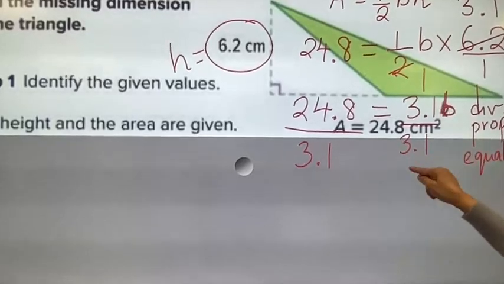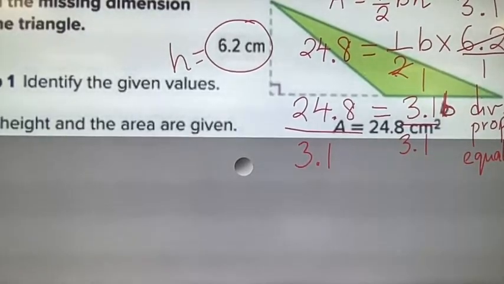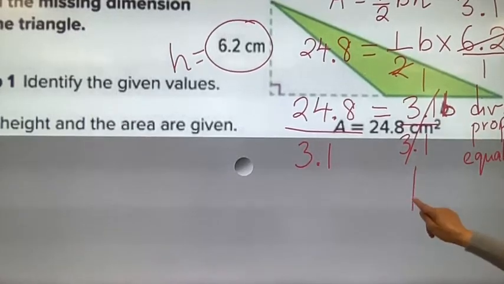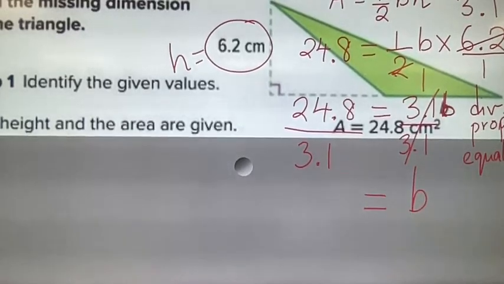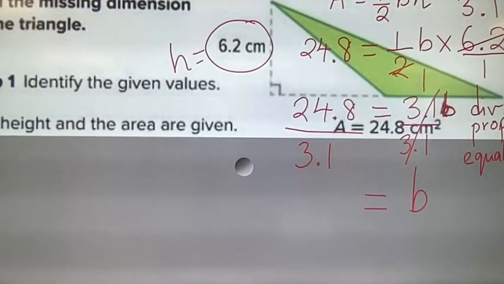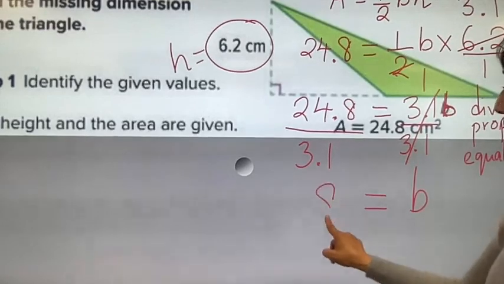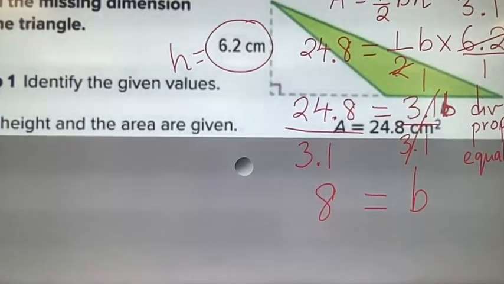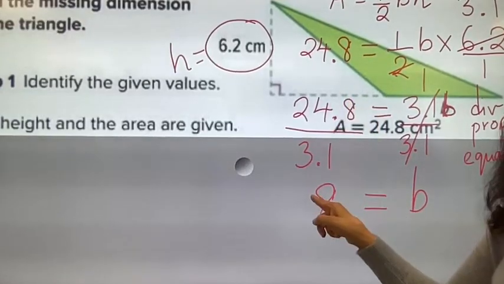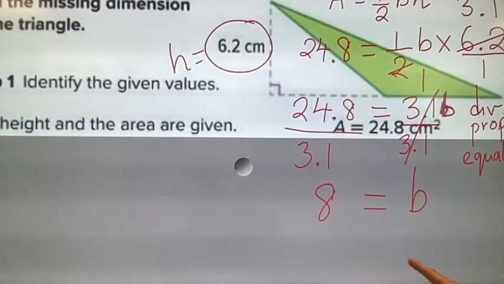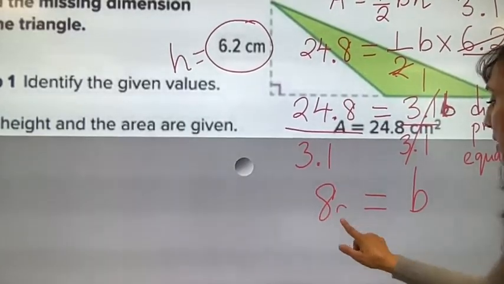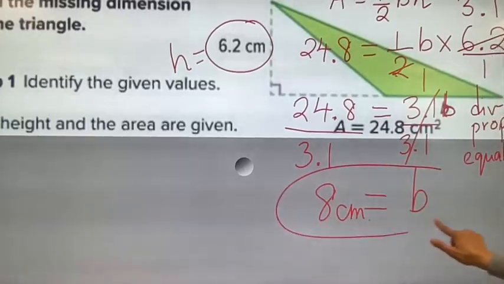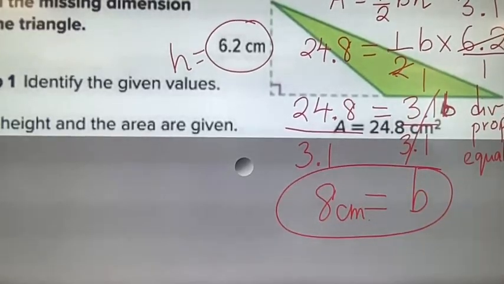Okay, and so 3 and 1/10 divided by 3 and 1/10, I am going to get 1. And so my base is equal to, then I'm going to divide 24 and 8/10 by 3 and 1/10, and I am going to get 8. When I divide 24 and 8/10 by 3 and 1/10, I end up with my base as 8 centimeters. And so that's how I find the missing dimensions.